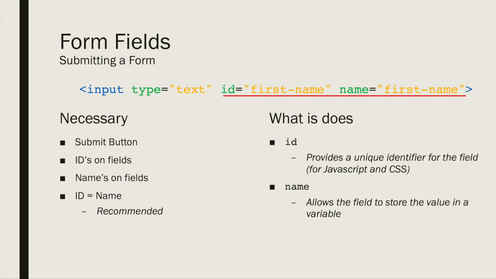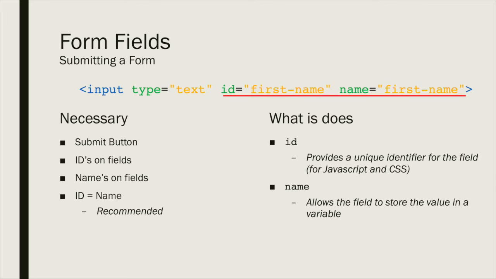Next is submitting a form. When you're submitting a form, you want to make sure your input fields have IDs and names. Basically, when you're submitting a form, you must make sure that it has a submit button. The submit button allows the form to be submitted so that the information can be sent to the form handler.